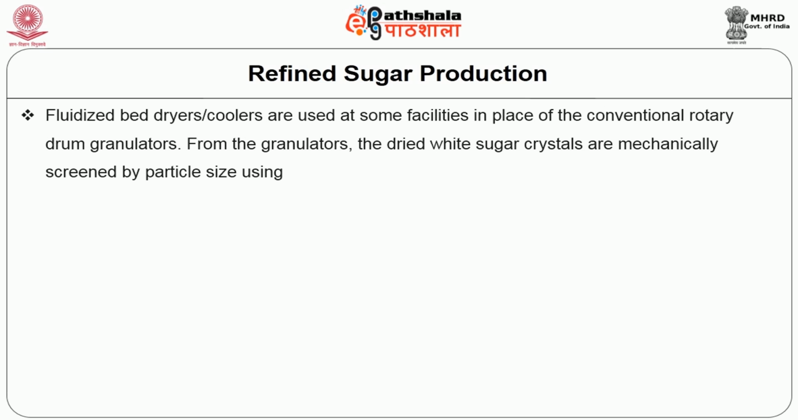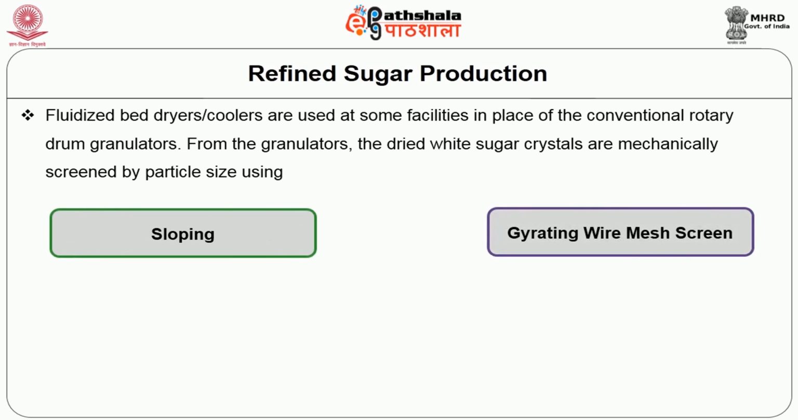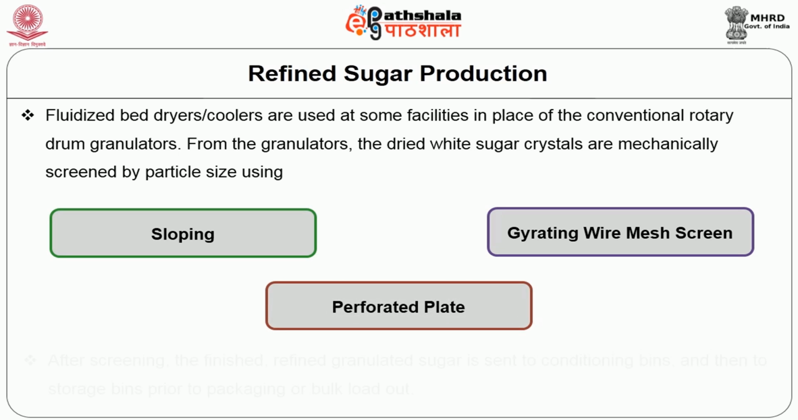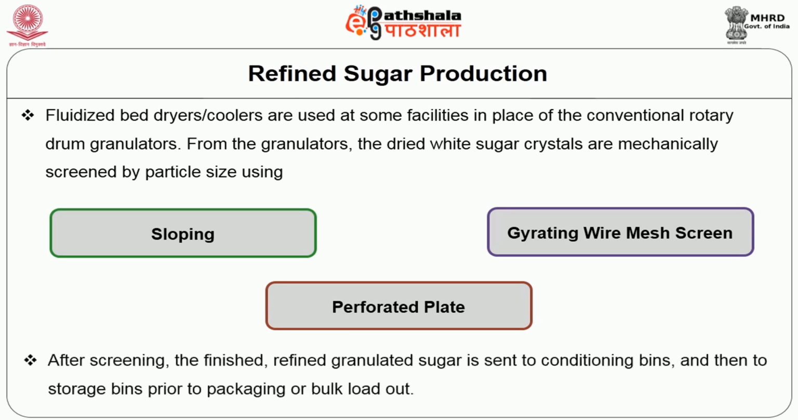Fluidized bed dryers/coolers are used at some facilities in place of the conventional rotary drum granulators. From the granulators, the dried white sugar crystals are mechanically screened by particle size using a sloping, gyrating wire mesh screen or perforated plate. After screening, the finished refined granulated sugar is sent to conditioning bins and then to storage bins prior to packaging or bulk loadout.